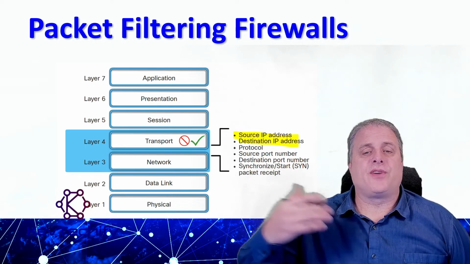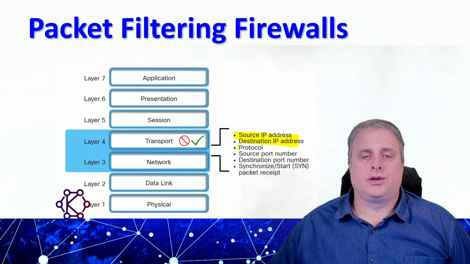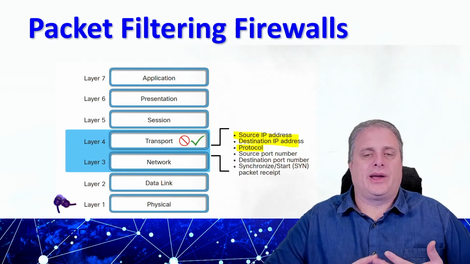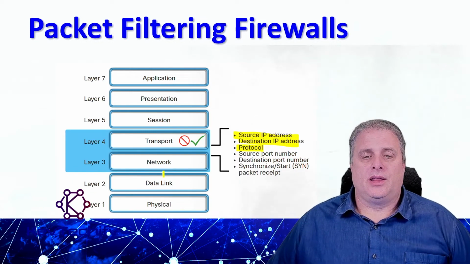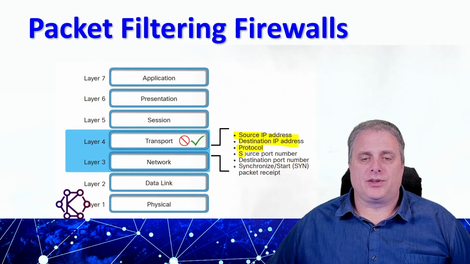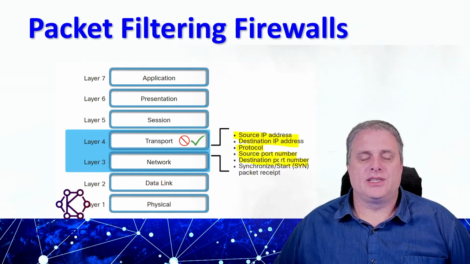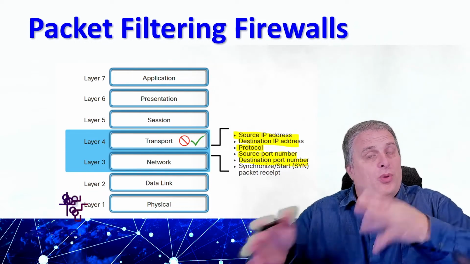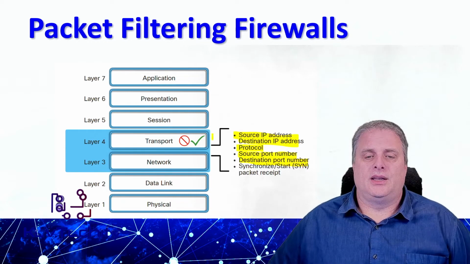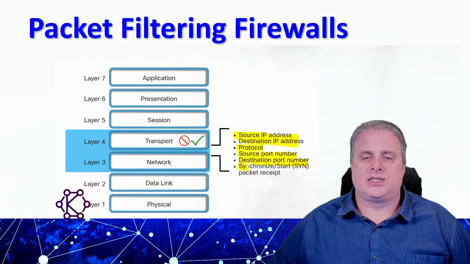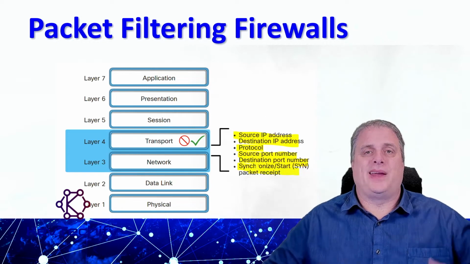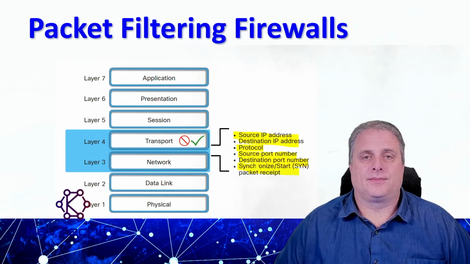Then you can specify what protocol you're blocking on. What we're talking about here is TCP, UDP, ICMP. Then the next thing you can specify and filter on is source port number and destination port number. This is that layer 4 logical port number. HTTP is port 80. And then finally, the last thing you can look at here is the synchronize or start packet receipt. You can filter based upon that.